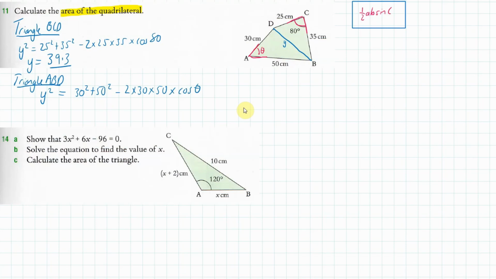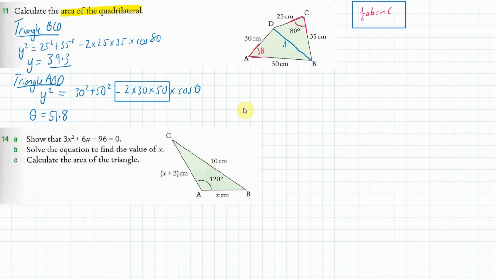1546.115 and so on. Then I'm going to take away 30 squared equals, take away 50 squared equals, and then to get this bit here across, I'm going to divide that. So I go divide, bracket minus 2 times 30 times 50, and that will leave me cosine theta by itself, and then I go inverse cosine of that answer, and I get theta is equal to 51.8.